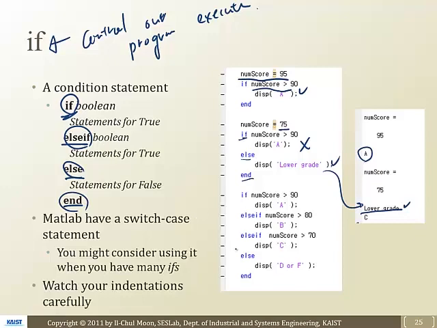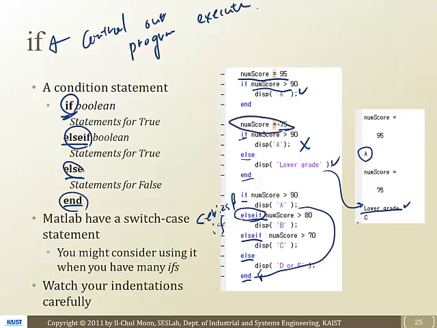And then if, else if, else, and end. So else if is used when you want to make a series of if statements with a single variable. Then if num score is bigger than 90, display A, and once it's displayed, go to the end. If not, else if. If not, else if. If not, else, and do the thing written here.